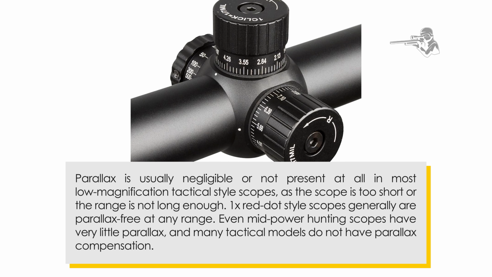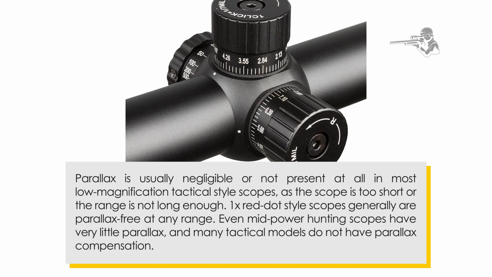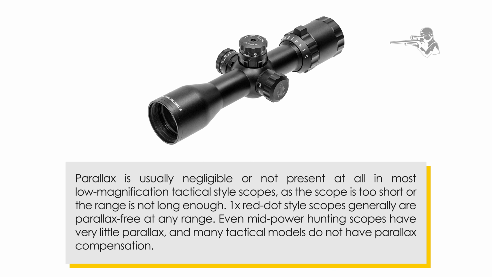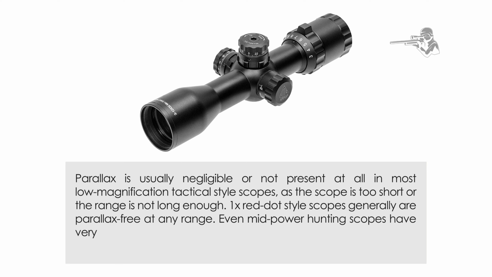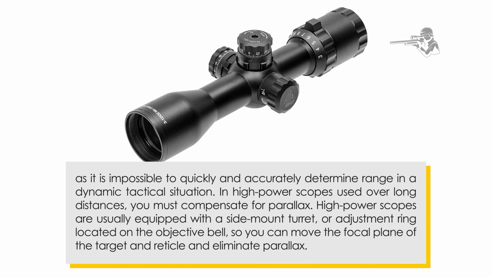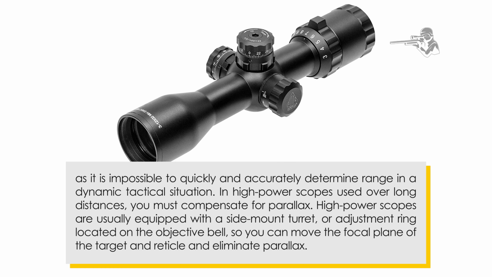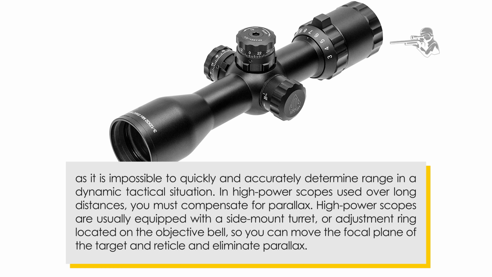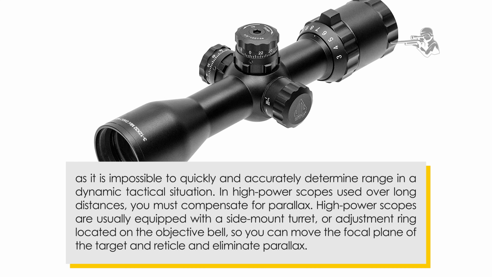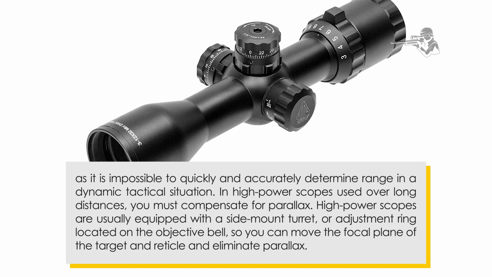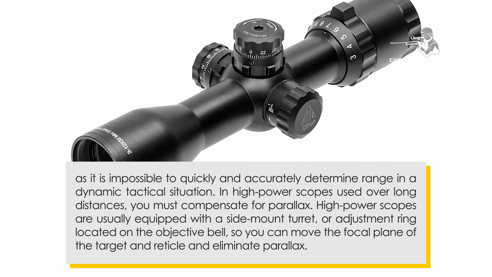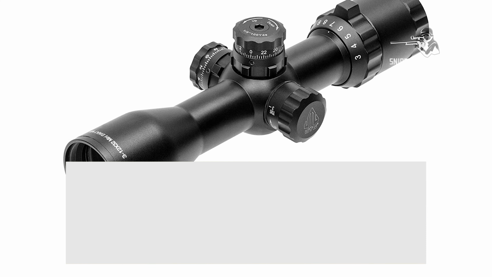1x red dot style scopes generally are parallax-free at any range. Even mid-power hunting scopes have very little parallax, and many tactical models do not have parallax compensation, as it is impossible to quickly and accurately determine range in a dynamic tactical situation. In high-power scopes used over long distances, you must compensate for parallax. High-power scopes are usually equipped with a side-mount turret, or adjustment ring located on the objective bell, so you can move the focal plane of the target and reticle and eliminate parallax.